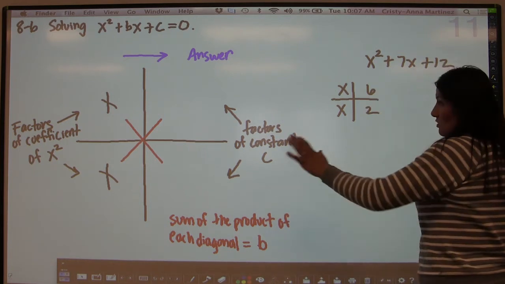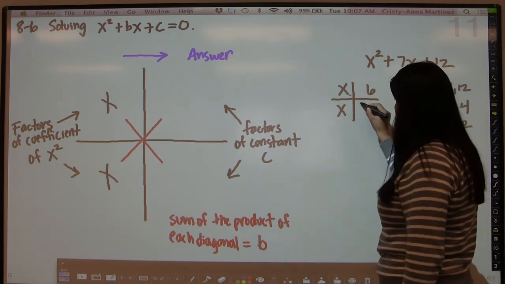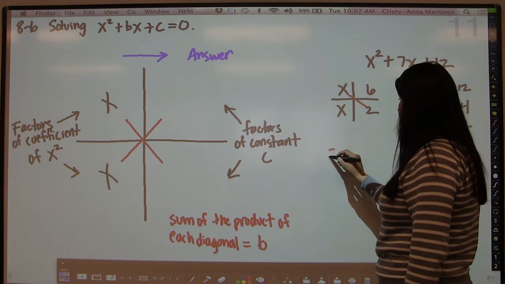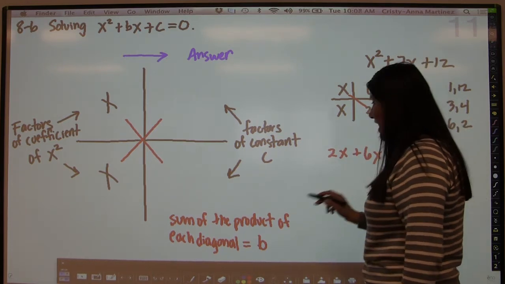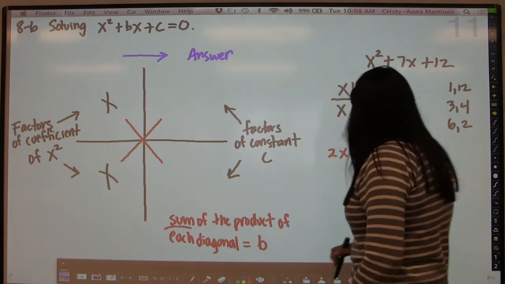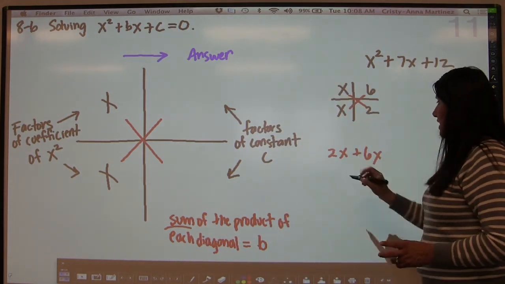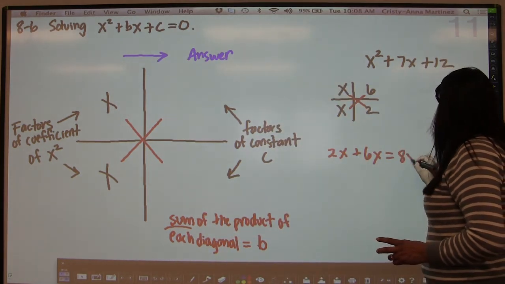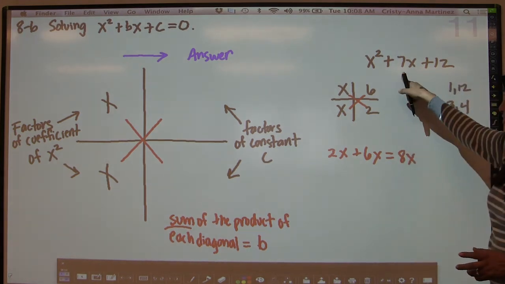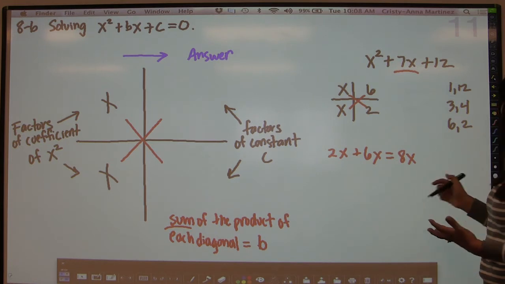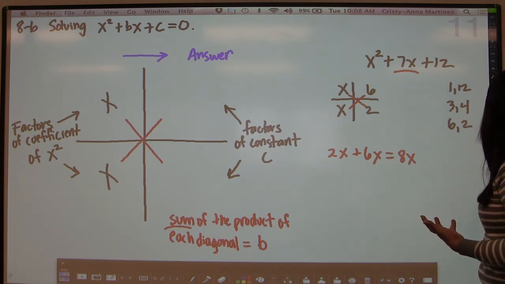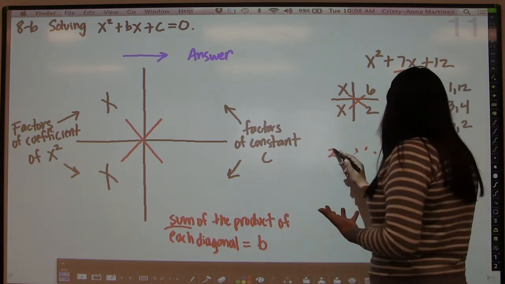Then according to the diagram over here, I would multiply along the diagonal, and x times 2 is 2x, and 6 times x is 6x. I would then add, because it says the sum, I would add those 2 diagonals together, and I would get 8x. But 8x is not the middle term. I'm supposed to get a 7x. So that indicates that this is not the right number sequence to choose. So I'm going to go ahead and erase that now.